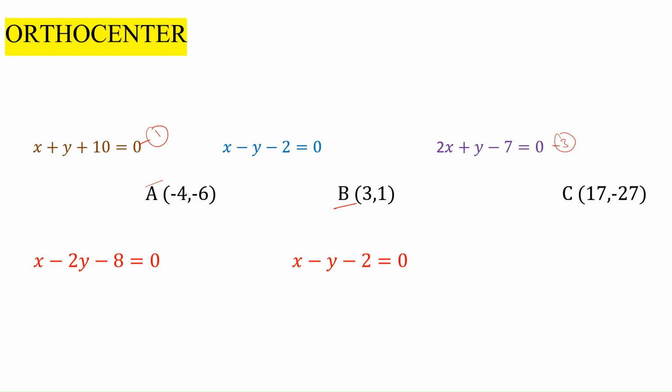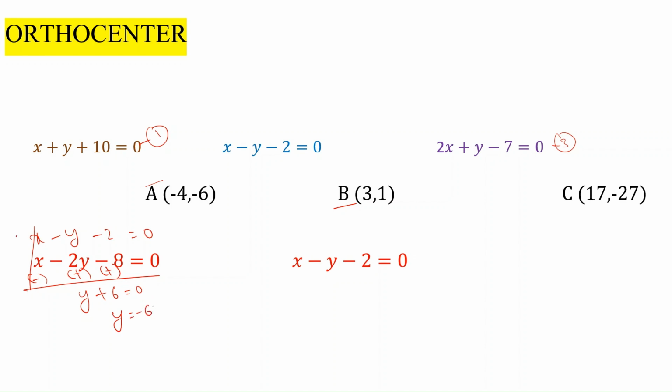To find the orthocenter, now find the point of intersection of these two lines. We'll write x minus y minus 2 equal to 0 and subtract these two equations. Change the signs here, then plus x and minus x will get cancelled out. Minus y plus 2y is y. Minus 2 plus 8 is plus 6, equal to 0. From this we'll have y equal to minus 6.